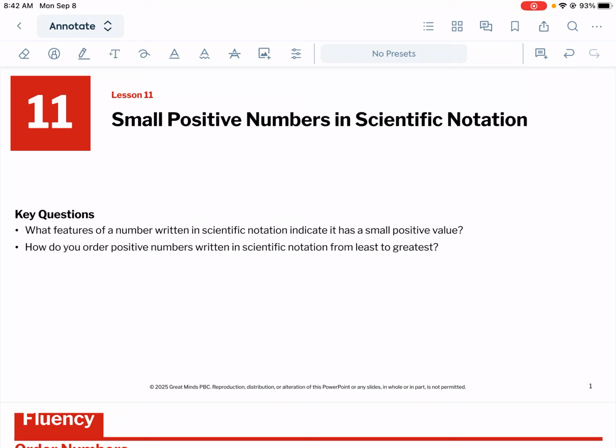Just to recap right quick for lesson 11, our objective is to write small positive numbers in scientific notation, which we already went over a little bit, but I'll do a small recap. And then we're going to order it from least to greatest written in scientific notation. And I actually have a couple of tricks for that. I did give you the formula for scientific notation again.